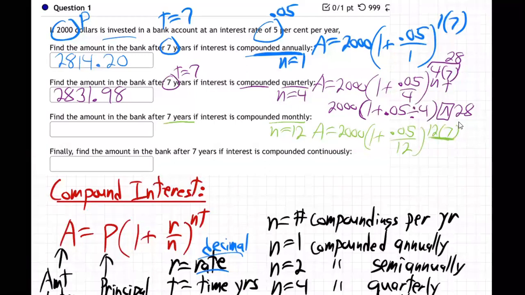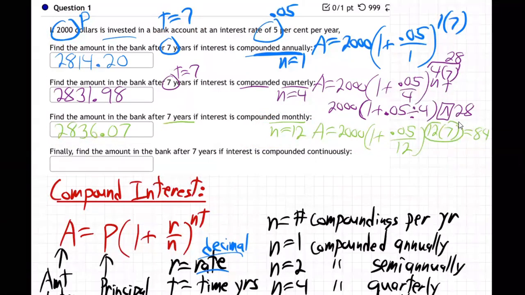So this right here is 84. So I'm going to type in, so yeah, just type it into your calculator like that. Use parentheses. And I'm getting 2836.07. So it's even slightly higher, isn't it? Now it's up to 2836. See how, again, it's the same 5% for 7 years, initial investment $2,000, same thing, but then we're compounding monthly, even a little more frequently, gives a little better.